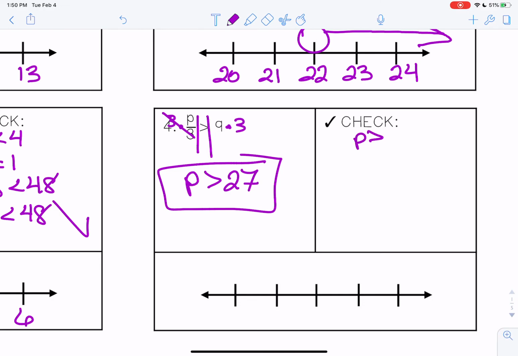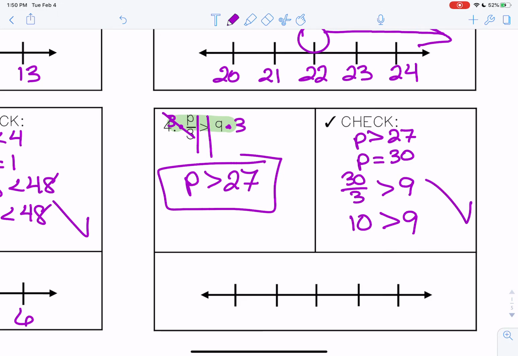So if P is all the numbers greater than 27, and I can choose one to check my answer, I'm going to choose a number that's divisible easily by 3, because we want this to be easy, right? So if 3 has to go into it evenly, I'm going to choose something simple like 30. 30 is bigger than 27, and I know that 30 divided by 3 is 10. So now I'm going to pop it into the original equation, and I get 30 divided by 3 is greater than 9. 30 divided by 3 is 10, and 10 is greater than 9, so it's correct.